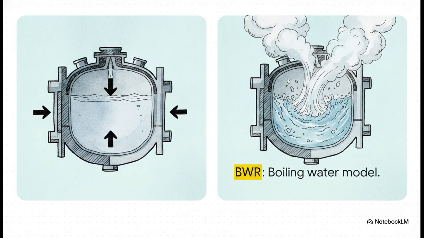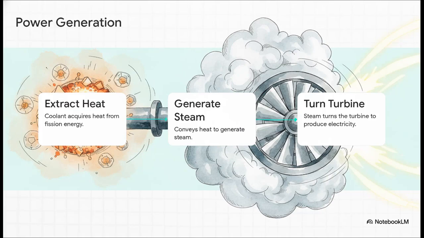They can either be pressurized to prevent boiling, just like the CANDU does, or they can be deliberately designed as boiling water reactors to let the water turn into steam directly inside the core itself. But honestly, regardless of the specific water or design used, the ultimate process follows this exact linear progression. The coolant extracts fission heat from the core, it uses that heat to generate steam, and that steam turns a turbine to produce our electricity.